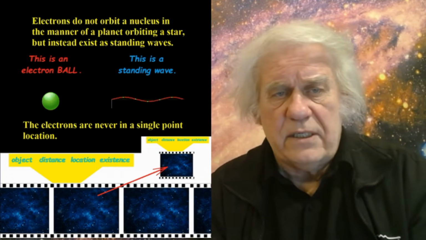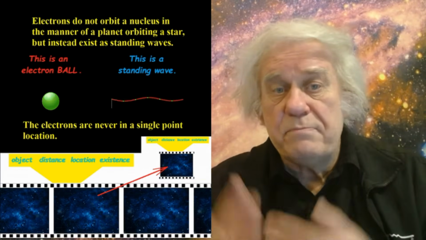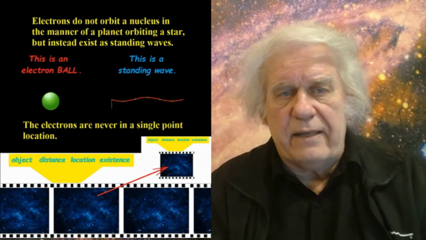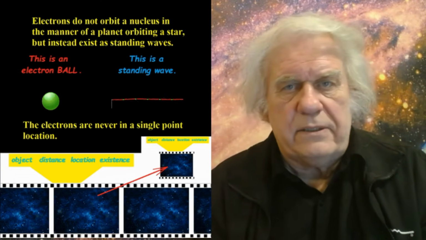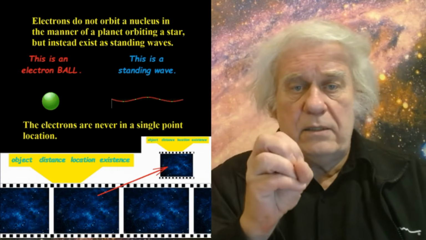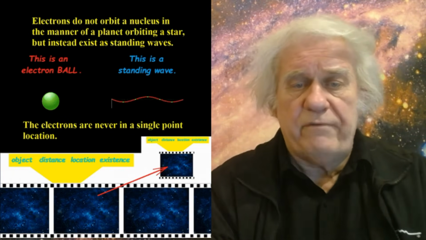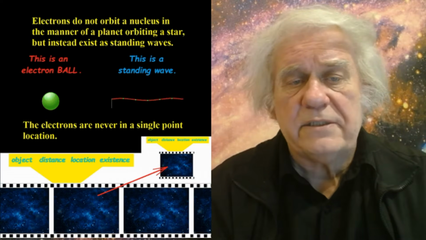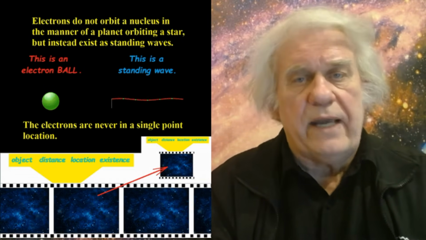And yes, they have this mishmash, a language that does not clarify what the electron is. Is it a wave or is it a particle? Is it a discrete little ball or not? And you'll never figure it out. And so the problem there is it says they do not orbit and instead exist as standing waves.